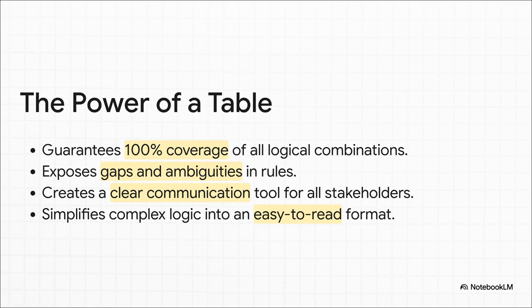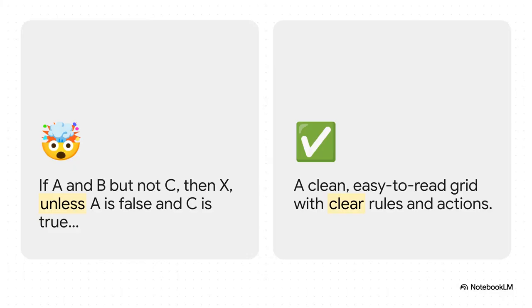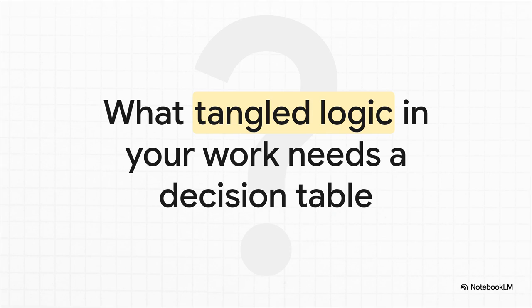Now everyone, from the engineers to the business managers, can look at this one grid and be on the exact same page. At the end of the day, a decision table lets you go from this confusing, tangled mess of words, to this, a clean, structured, and honestly beautiful grid. It's the difference between trying to navigate a new city with a confusing set of verbal directions versus just using a clear, simple map. So I'll just leave you with this one question to think about. What complex set of rules, what tangled up logic in your work could be completely clarified and perfected with a decision table? I bet you can think of something.